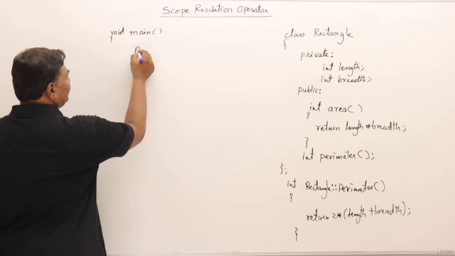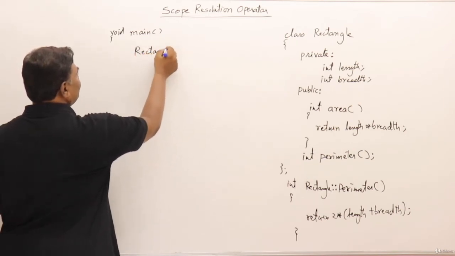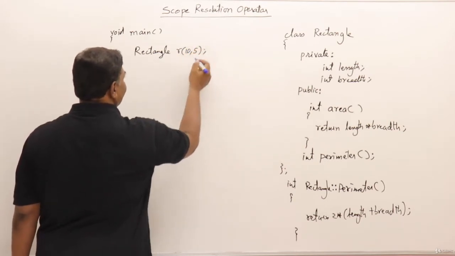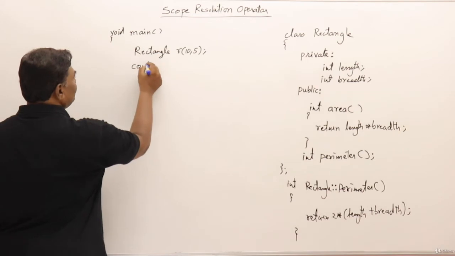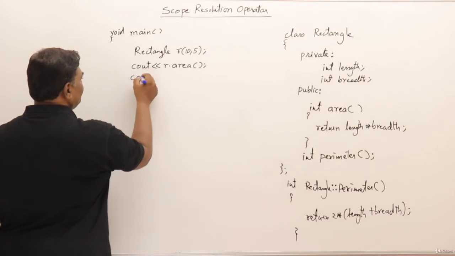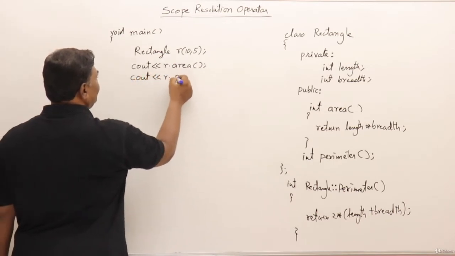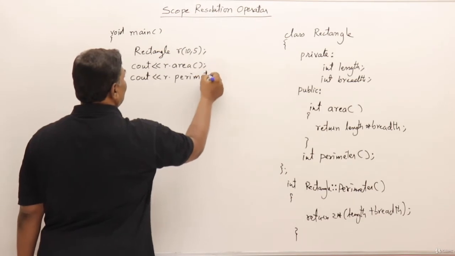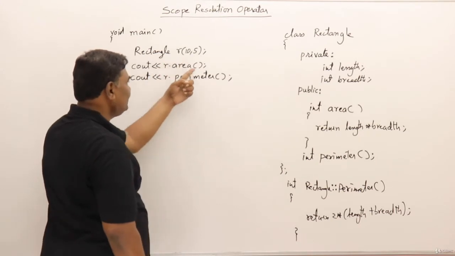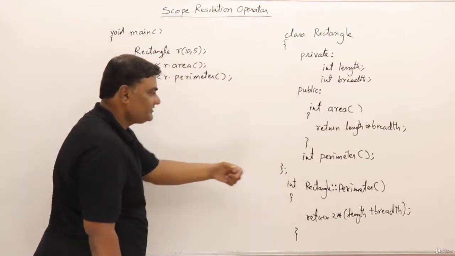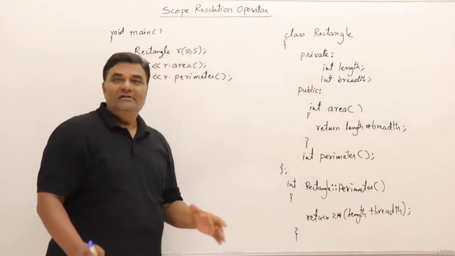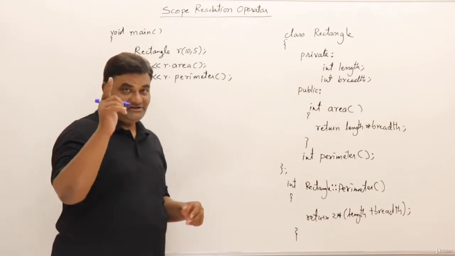Now here I will create an object of rectangle, r, and I will pass 10, 5, that is the parameterized constructor. Then I will call cout r dot area, and cout r dot perimeter. This should display the area and the perimeter for this rectangle 10, 5. So I am calling both functions. This is area, and this is perimeter, whose body is defined outside using scope resolution. Now watch where the main difference arises.